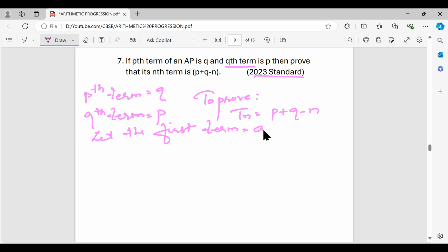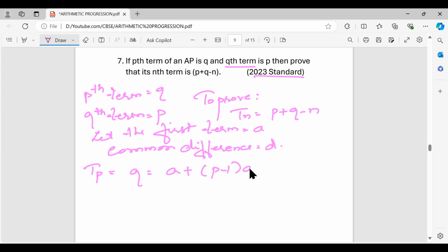Let the first term be A, and the common difference be D. Okay. Now, here it says that the pth term is Q. So I will write this as: the pth term is A plus (P minus 1) times D. So Q is equal to A plus (P minus 1) times D.